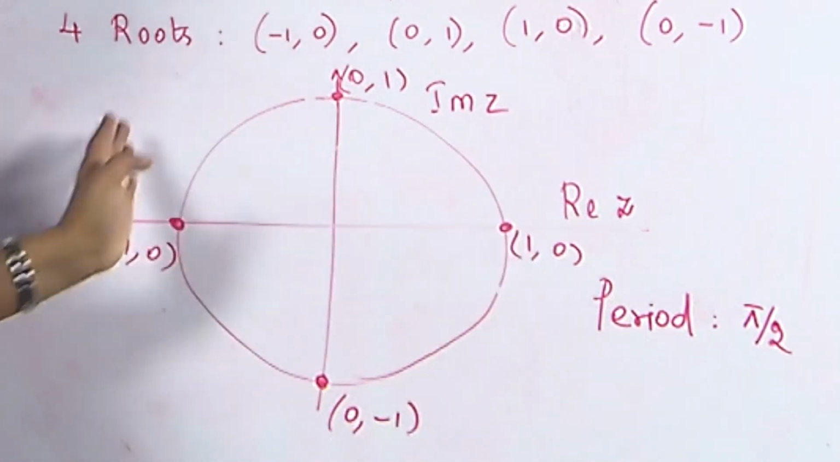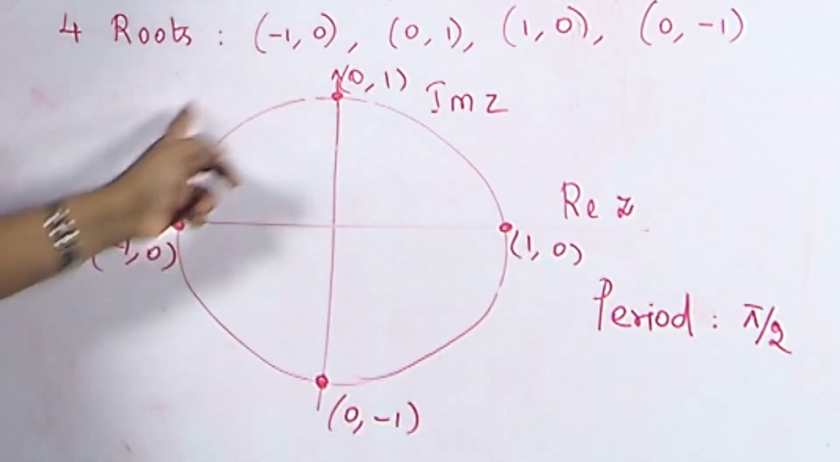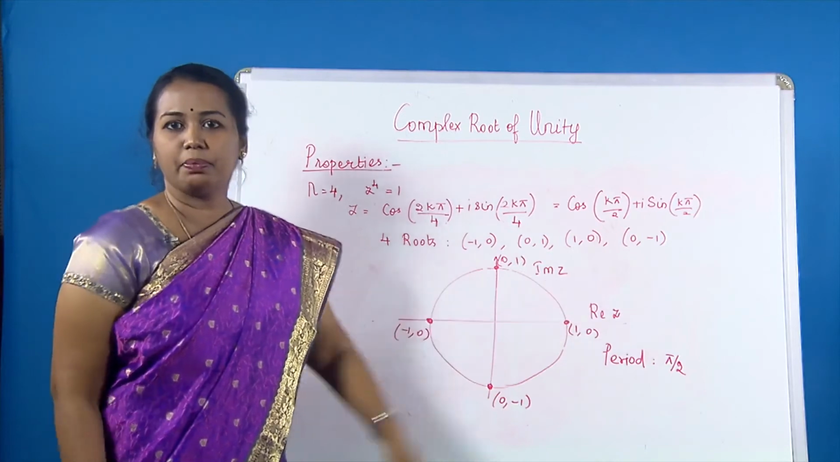So, you can see that there is one in every quadrant, and the period is pi by 2. So, this is 90 degrees, 90 degrees, 90 degrees and 90 degrees. So, the period is pi by 2.